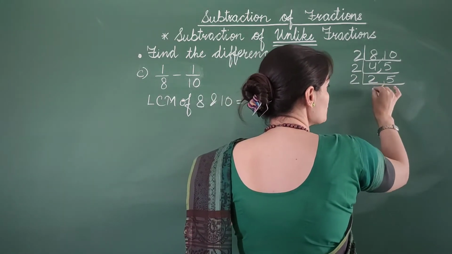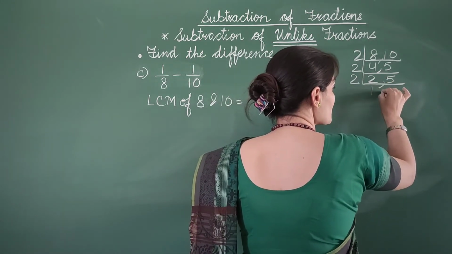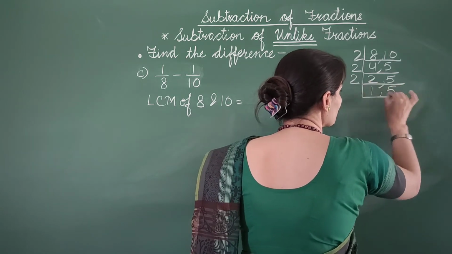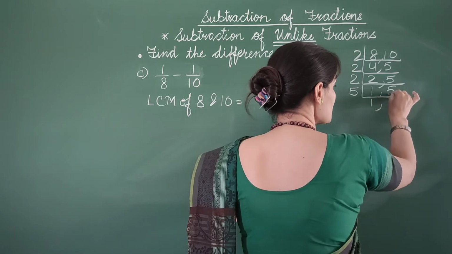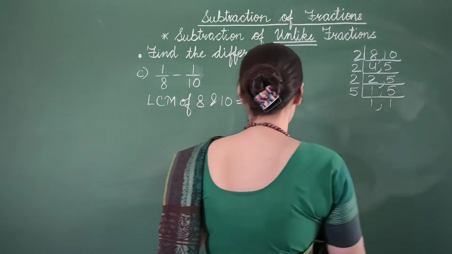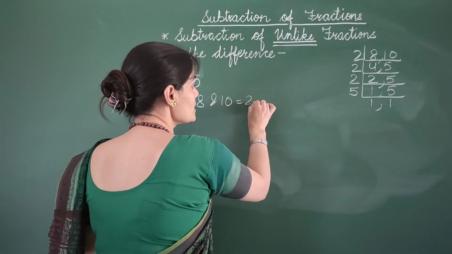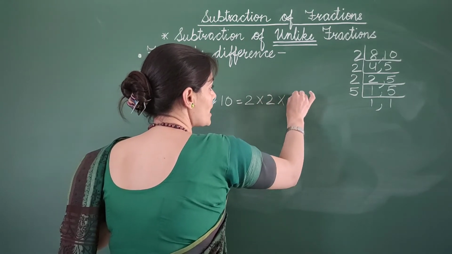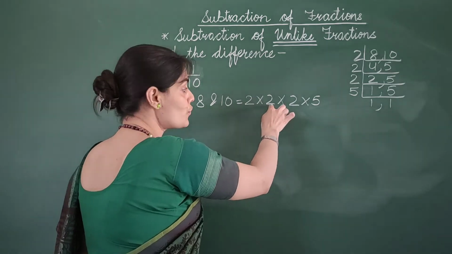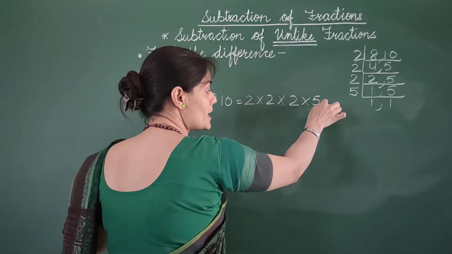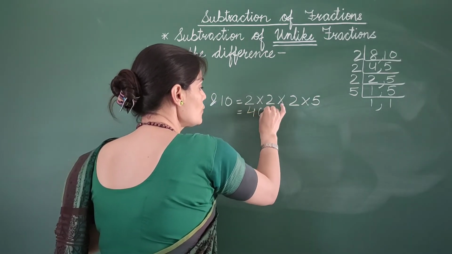Again I divide by 2. 2 divided by 2 gives us 1 and this is 5. Now I divide by 5. We'll write 1 as it is and 5 divided by 5 gives us 1. So the LCM is equal to 2 times 2 times 2 times 5. 2 times 2 is 4. 4 times 2 is 8 and 8 times 5 is equal to 40.